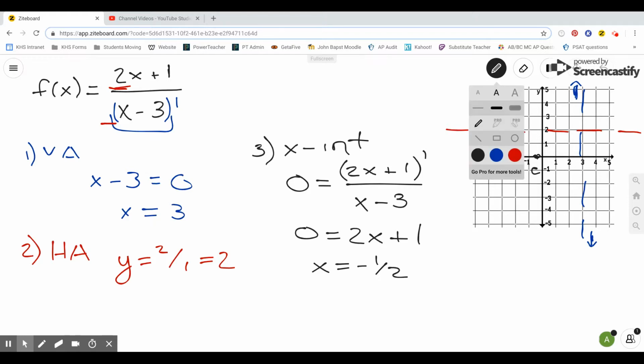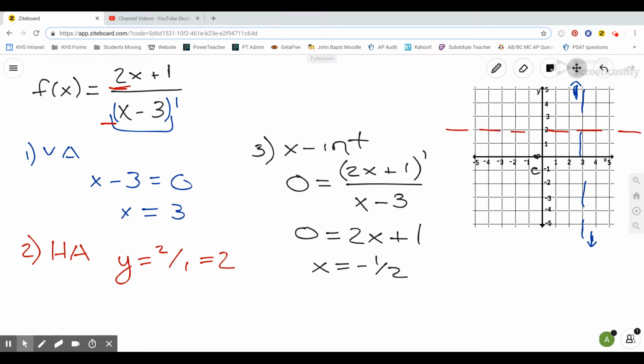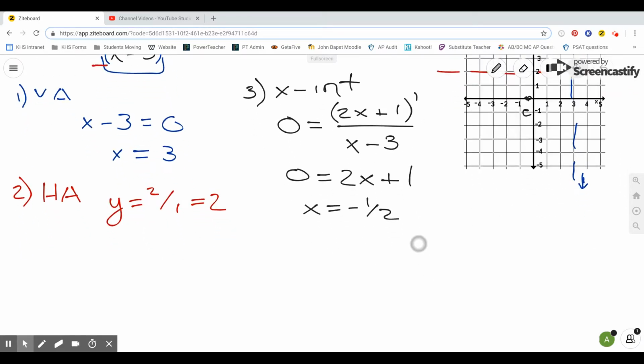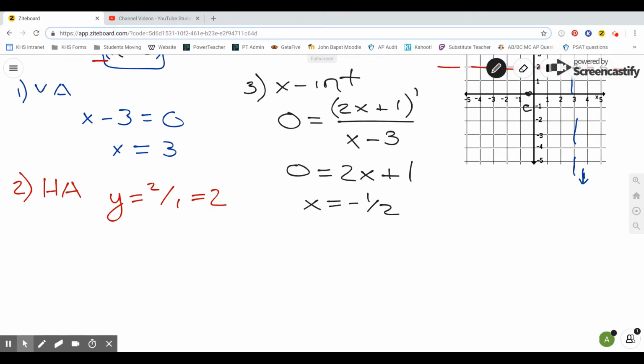So there's x-intercepts. Notice how I am writing everything down on my graph as soon as I find it. So I'm not leaving anything to the last minute. I'm not trying to put all the puzzle pieces together all at once. I am just putting them all on as I find them to make it a lot easier for myself.